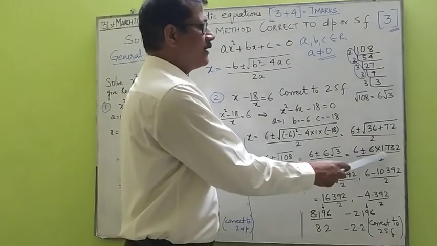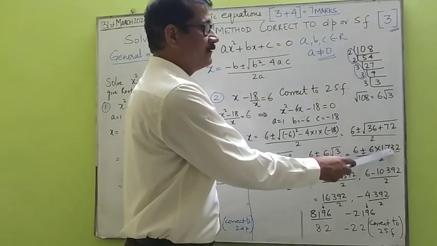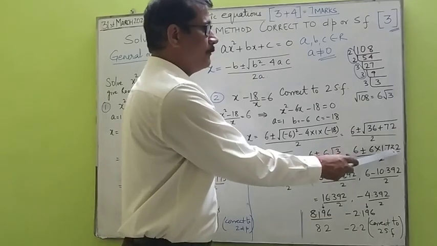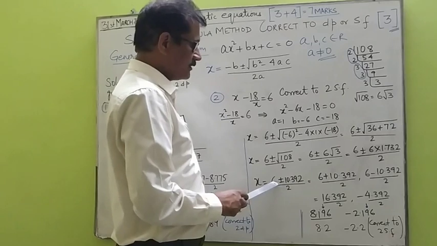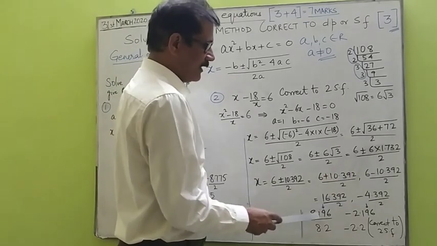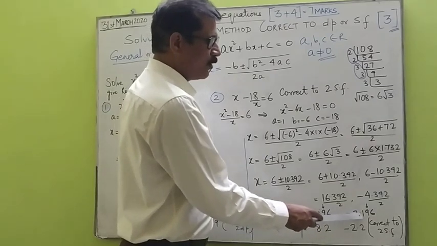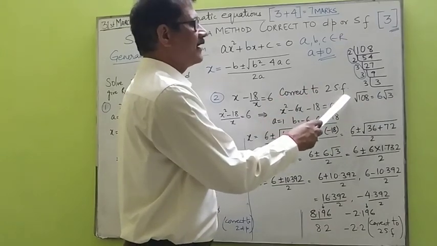So root 3 is 1.732. Do not write it as 1.73 or 1.7. Write completely up to 3 decimal places, 1.732. Multiply with 6, it becomes 10.392. Adding to 6 and subtracting, we again get this 2, and dividing by 2, we get 8.196 or minus 2.196.